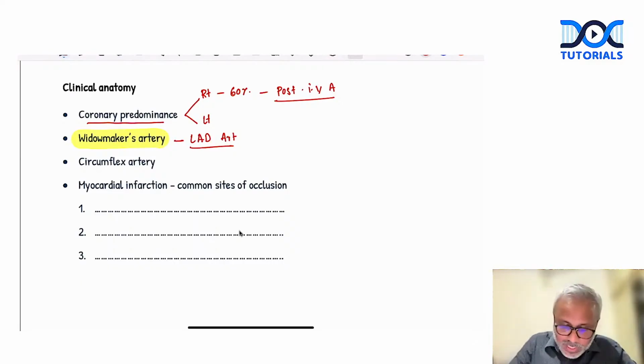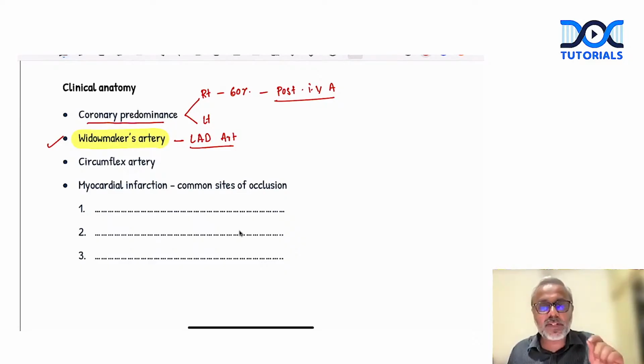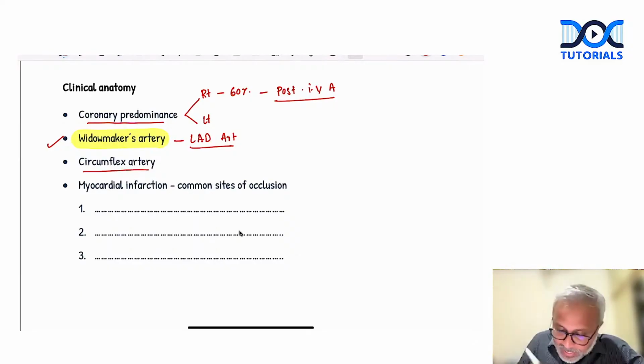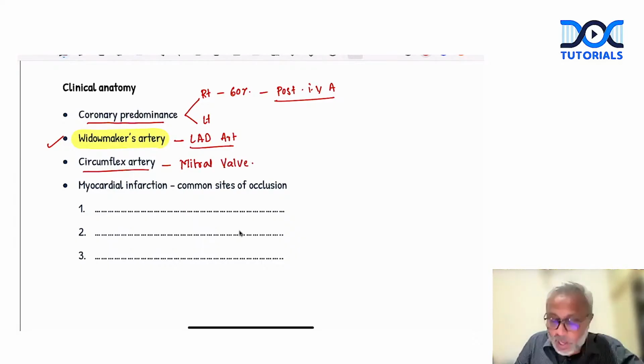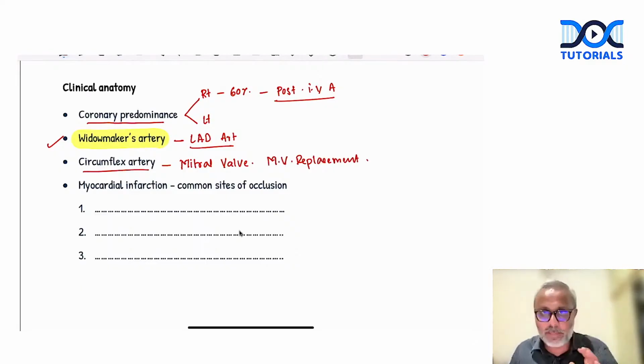First concept. Widowmaker's artery we just discussed. 100% occlusion of the left anterior descending artery is fatal. That is why we call it the widowmaker's artery. Right? Then circumflex artery, what is the clinical importance we need to know? The circumflex artery lies very close to the mitral valve. So this is the most common artery that gets injured during mitral valve replacement. So this is one more important clinical anatomy we need to remember.